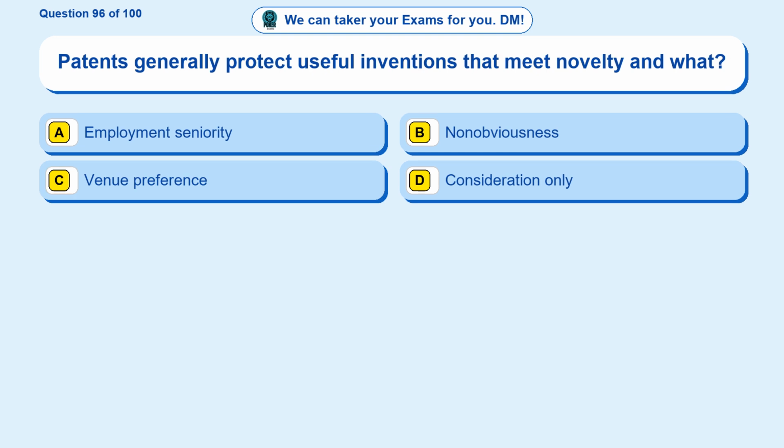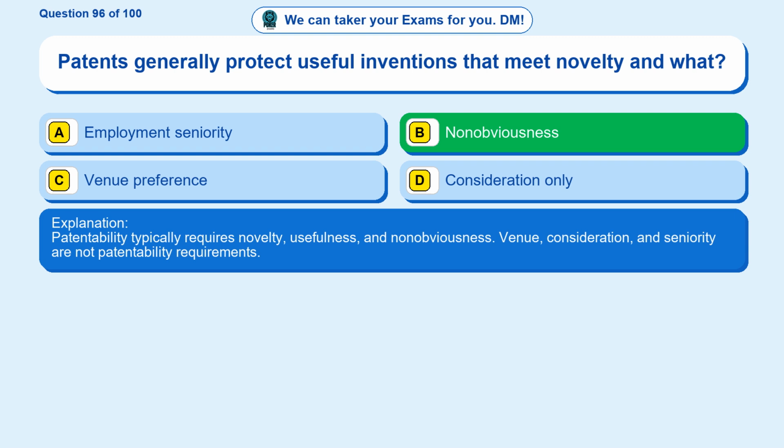Question 96. Patents generally protect useful inventions that meet novelty and what? Option A, employment seniority. Option B, non-obviousness. Option C, venue preference. Option D, consideration only. The correct answer is option B. Non-obviousness. Patentability typically requires novelty, usefulness, and non-obviousness. Venue, consideration, and seniority are not patentability requirements.